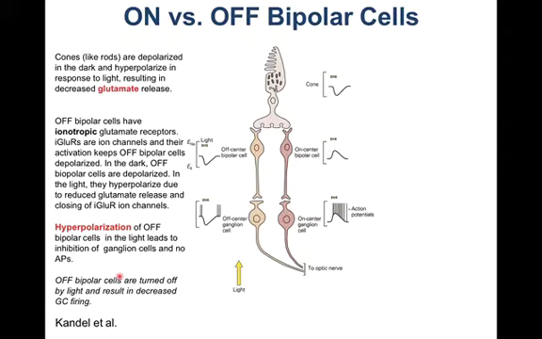On bipolar cells are excited by, turned on by the light. Off bipolar cells are inhibited. They're turned off by the light, which results in a decrease in retinal ganglion cell firing. If you need to go back and listen to that again, do so that you're clear on the difference between an on bipolar cell, which is turned on by the light, and an off bipolar cell, which is turned off by the light. On bipolar cells have mGluRs that are inhibitory. Off bipolar cells have iGluRs, which are excitatory.